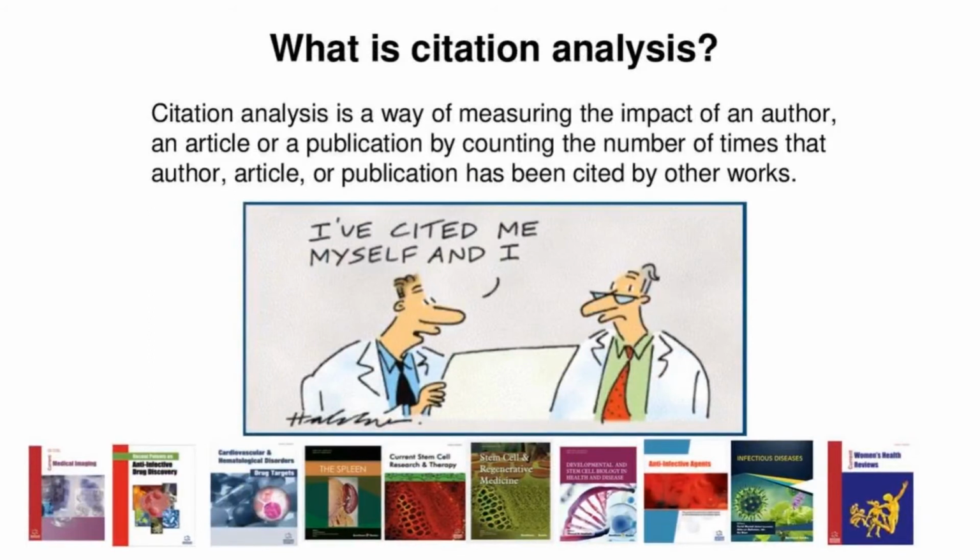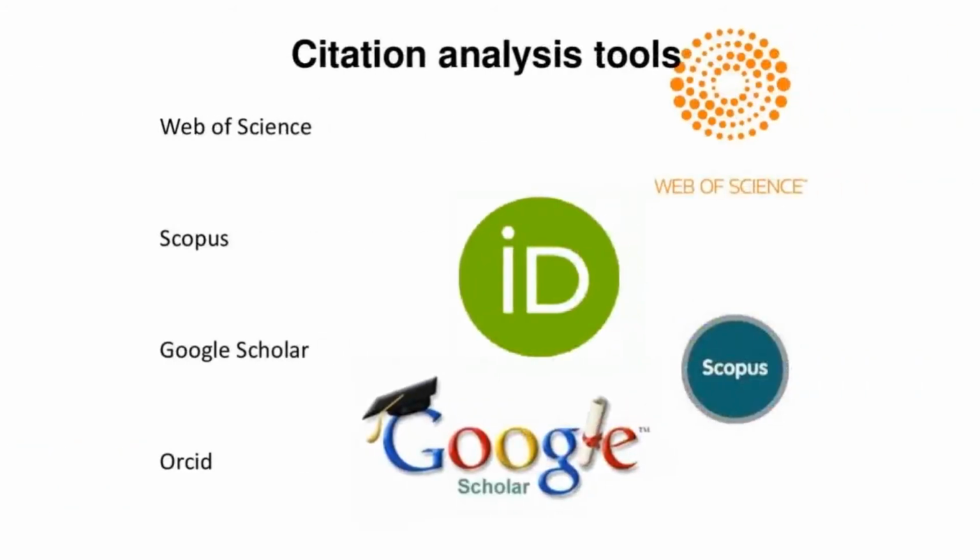And thus, citation analysis, as you'll be aware as a researcher, is a way of measuring the impact of an article or a publication by counting the number of times that that author, that article, or that publication has been cited by other works. And the R index is a raw metric for citations of a particular journal article. So that's the difference between an H index and an R index. And you should be using, as researchers, citation analysis tools.